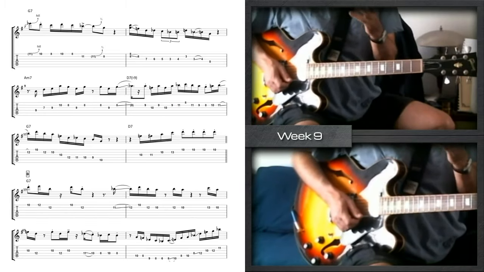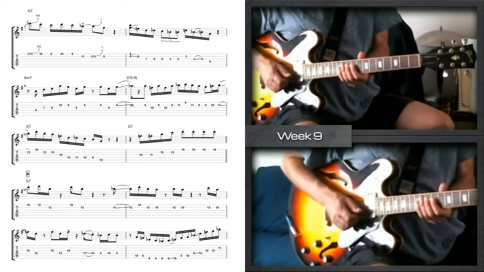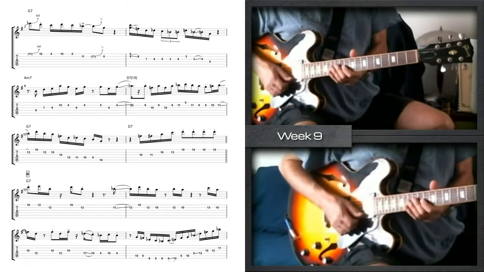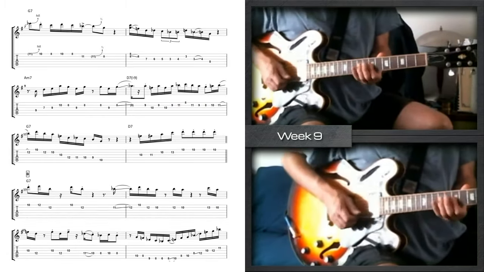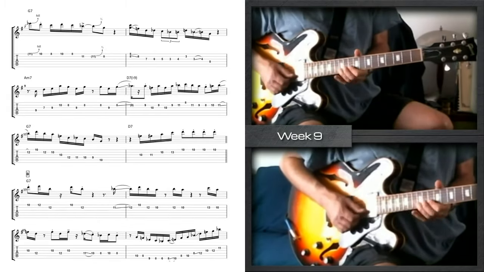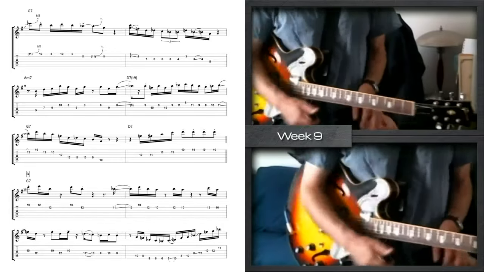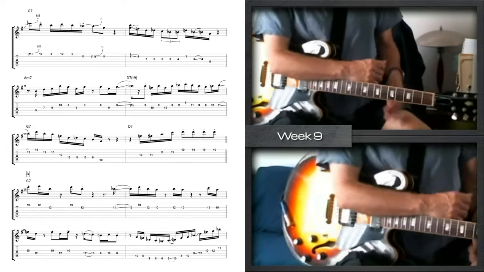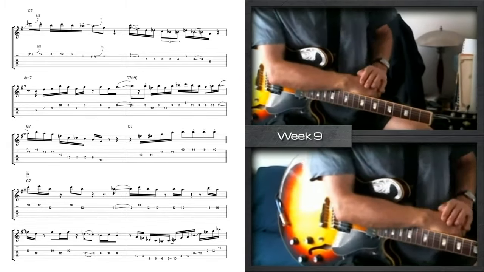So by going up chromatically from E to F to G, we have a chromatic movement, which certainly has a lot to do with jazz, and it just has more to do with addressing the chords in a manner that you probably had never thought of doing before.